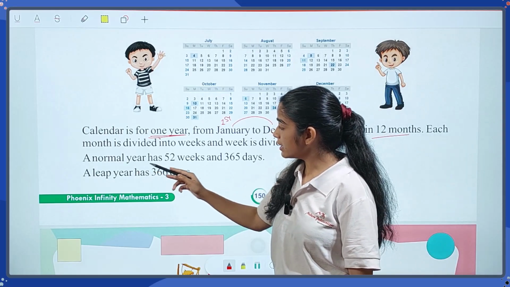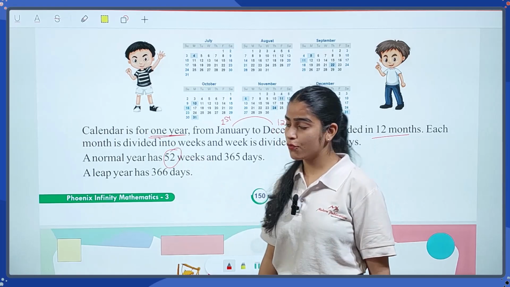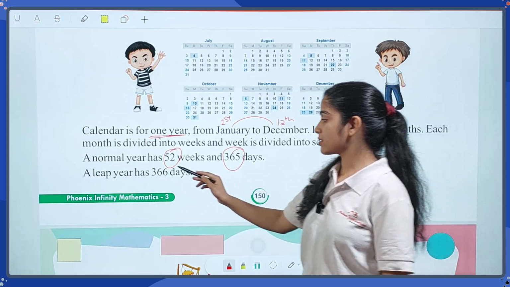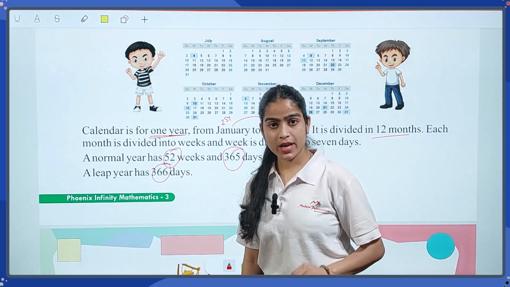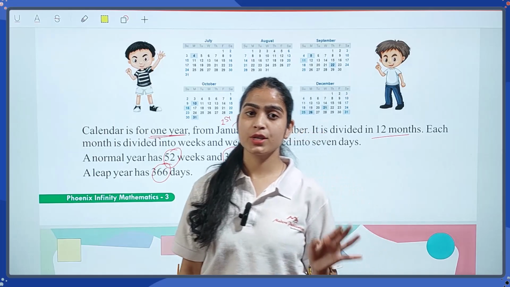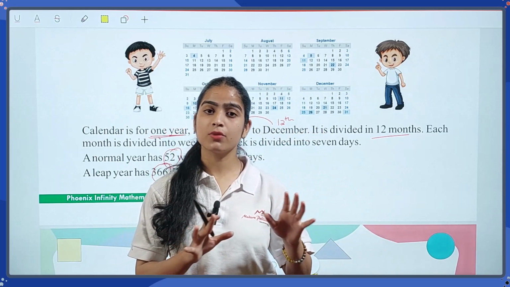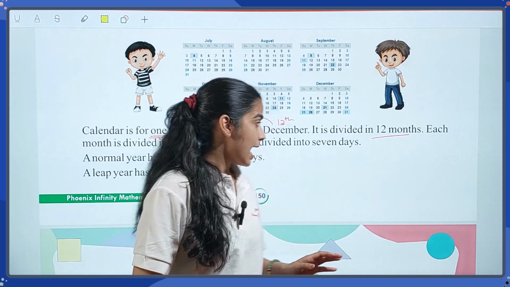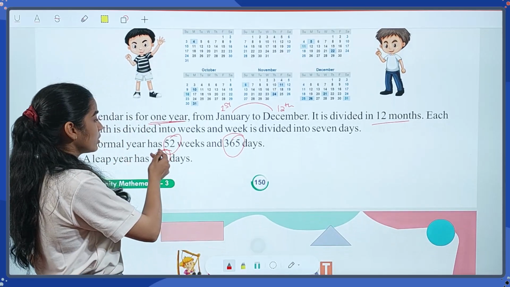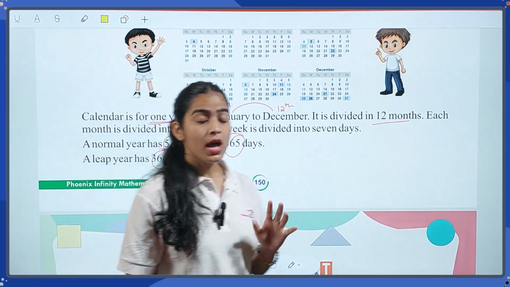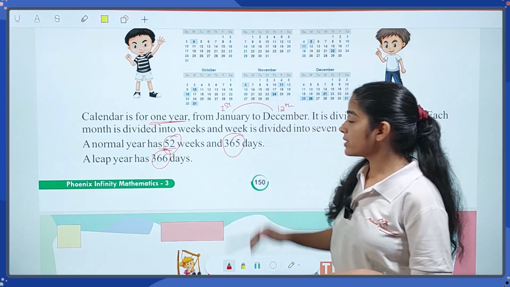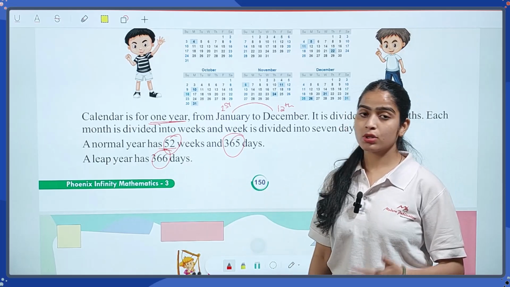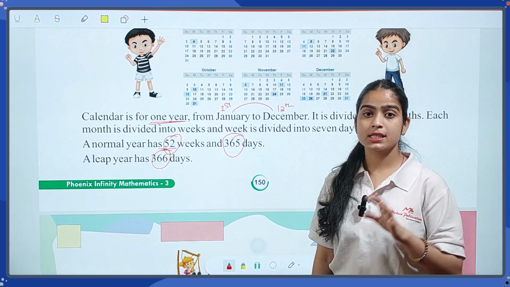A normal year has how many weeks? 52 weeks and 365 days. A leap year has 366 days. So we have a calendar for 1 year only, in which we have 12 months. Months will be converted into weeks and weeks will be converted into days. And further, we learnt how many total weeks we have in 1 year, 52, and how many total days we have in 1 year, that is 365. There is an exceptional case when we have a leap year, so the days will be 366.